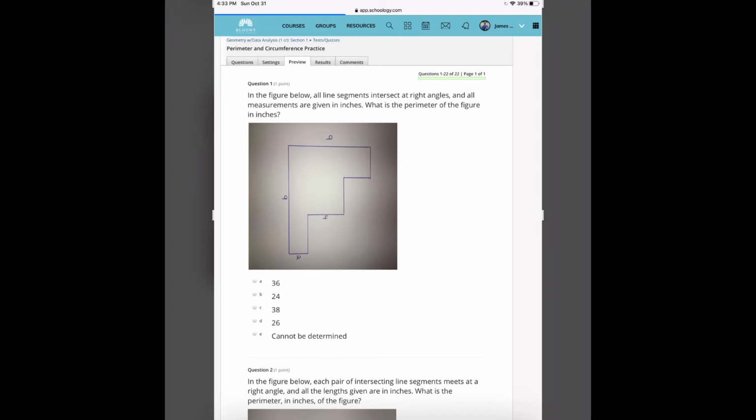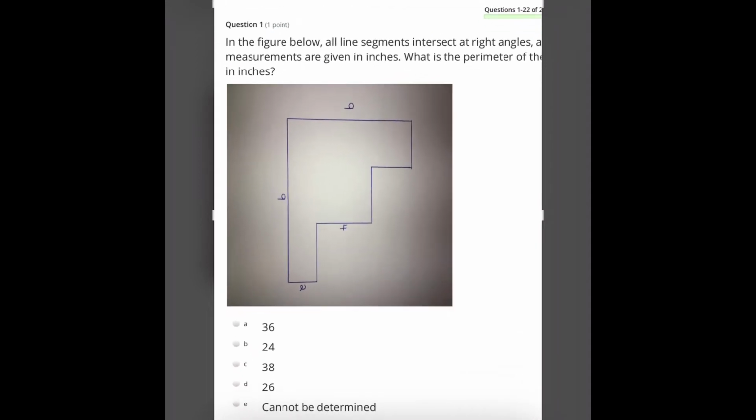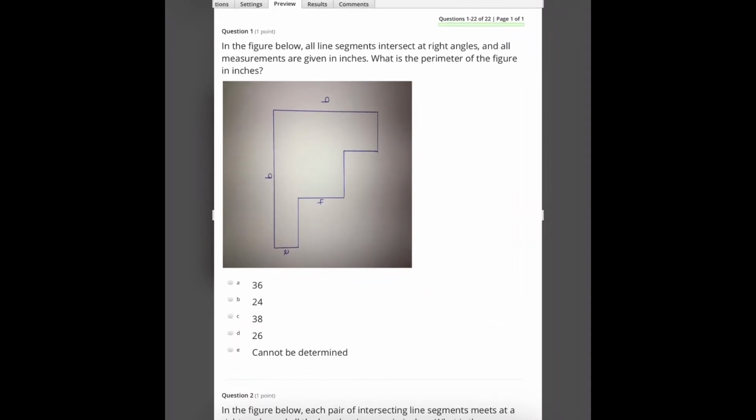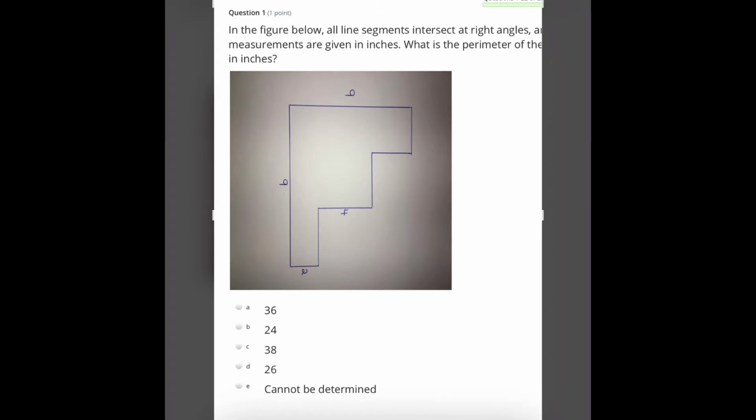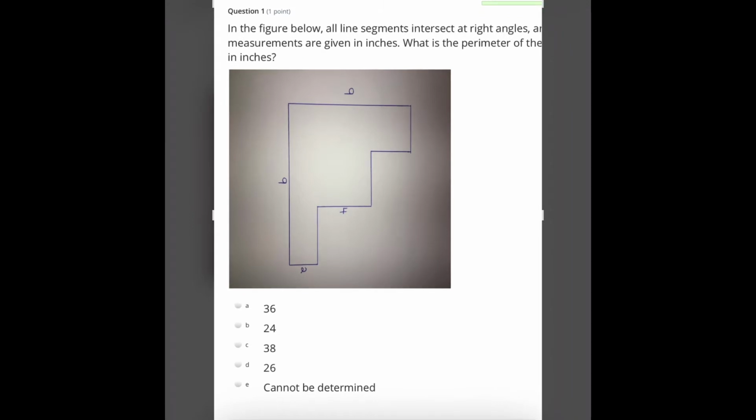Okay, we're going to go through this perimeter and circumference practice. You need to get the notes to each of these questions. Like for number 1, you need to copy that diagram, and any notes that I put with it you need to copy in your notebook. There's 22 questions, I believe, on this, and we'll go through each one.